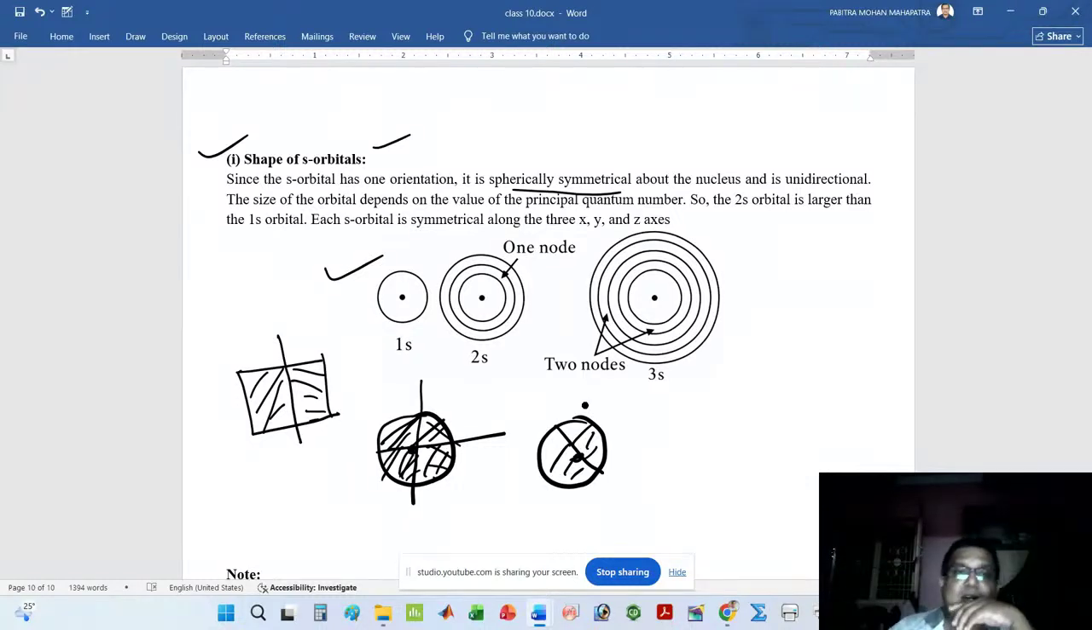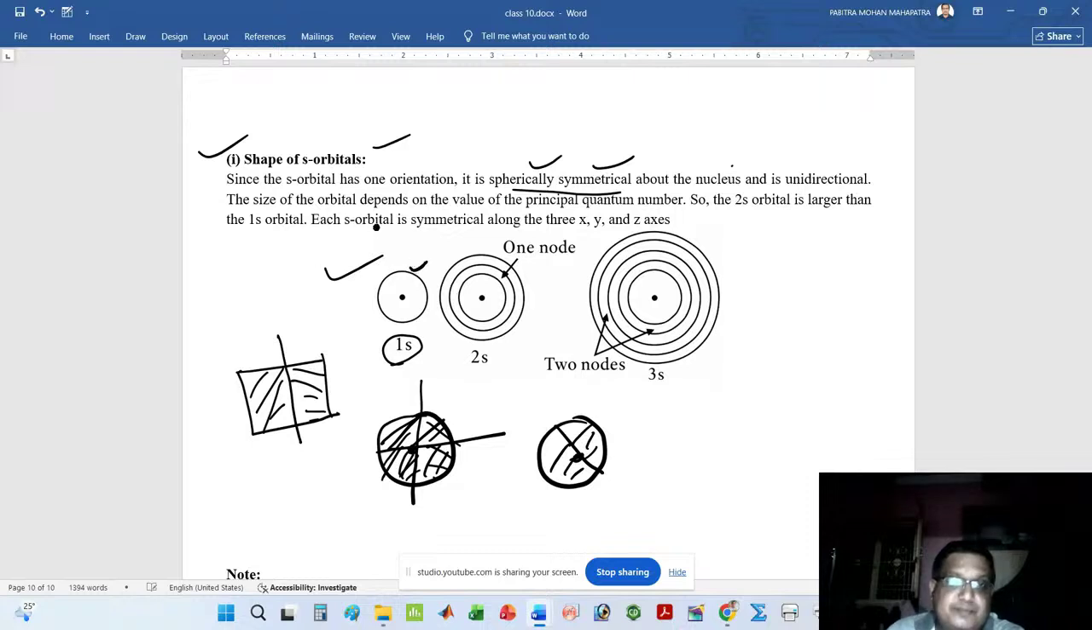So here the shape of the s orbital is given, that is, spherically symmetrical about the nucleus, and it is unidirectional. It has no many directions. That is said to be unidirectional. These are some examples. One is having the spherical symmetry.